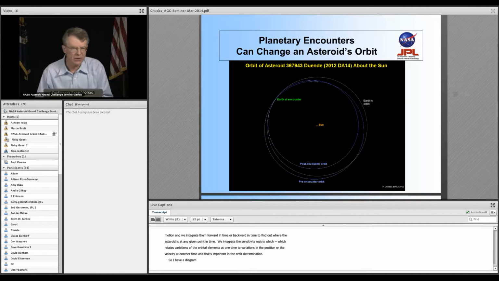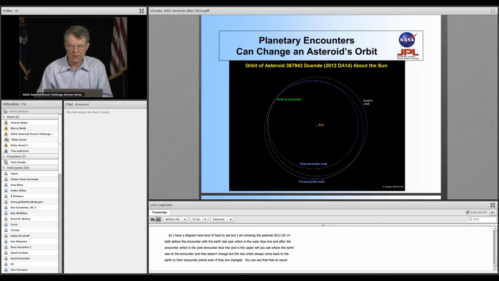So I have a diagram here, kind of hard to see, but I'm showing the asteroid 2012 DA14, both before the encounter with the Earth last year, which is the outer blue line, and after the encounter, which is the post-encounter blue line. On the upper left, you see where the Earth was at the encounter. That doesn't change. The 2 orbits always come back to the Earth, to their encounter point, even if they are changed. You can see that encounter significantly changed the orbit of this asteroid.